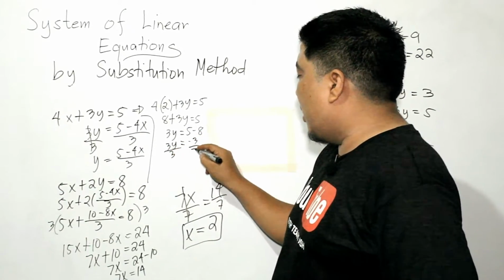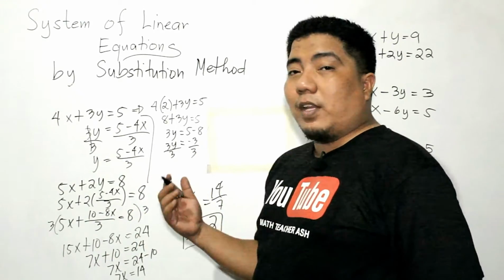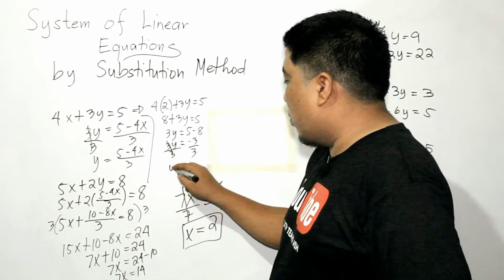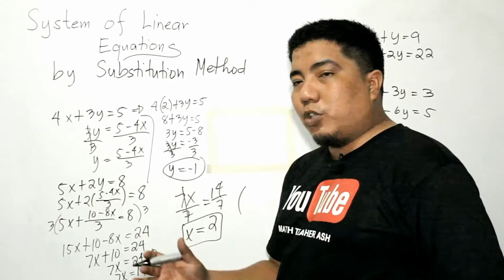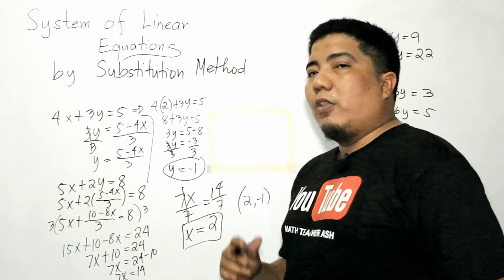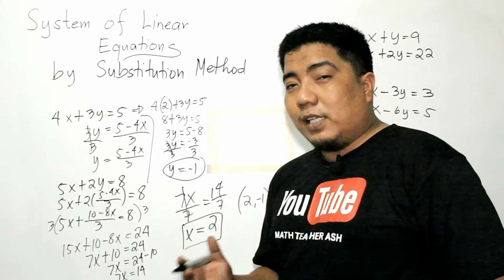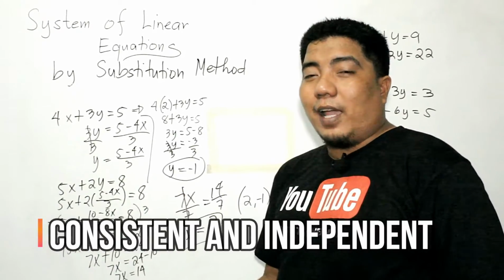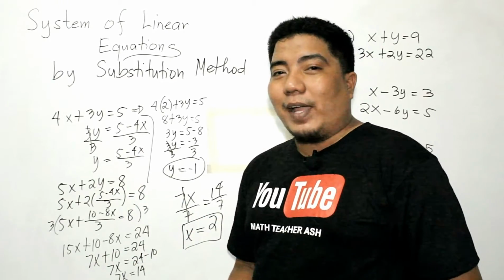So, 3y divided by 3 and negative 3 divided by 3, that is y is equal to negative 1. Therefore, the solution of my system is positive 2, negative 1. There is only one solution, therefore the nature of our system is consistent and independent. Easy, right? Now, let us go to our final example.